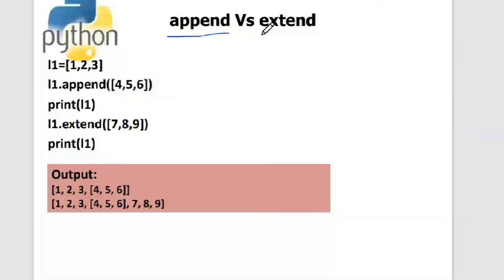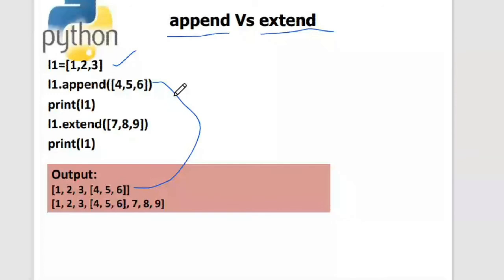I have taken a list over here, L1 = [1, 2, 3]. And then I said L1.append, and then I'm giving [4, 5, 6]. So this is the outcome of this append operation. Just try to look into the output of what happened after the append operation. After the append operation, I have printed the list, and this is the outcome of this print statement.